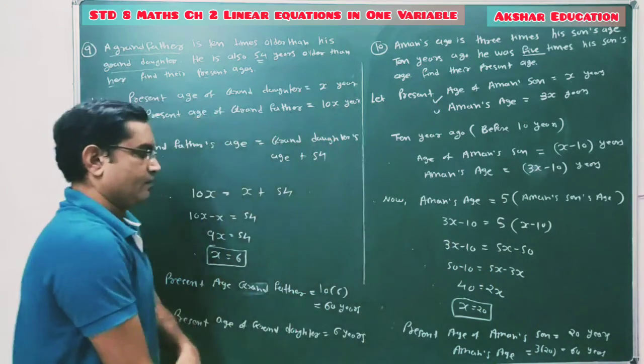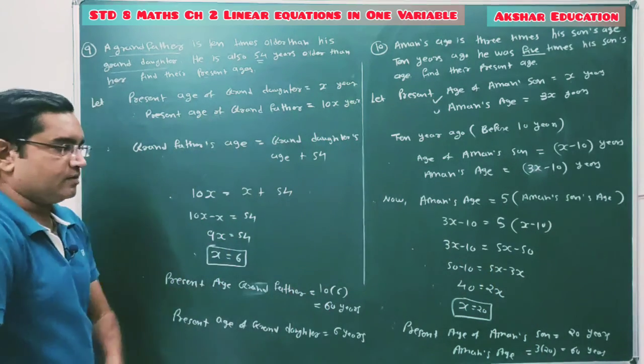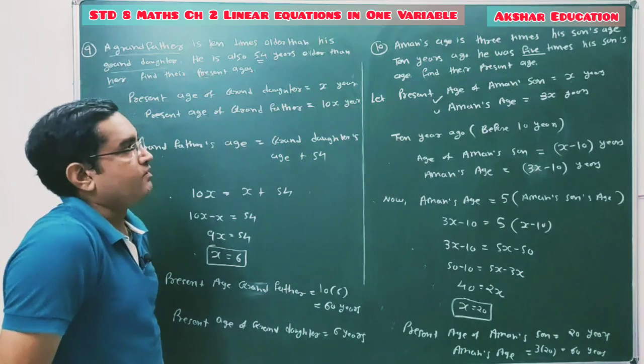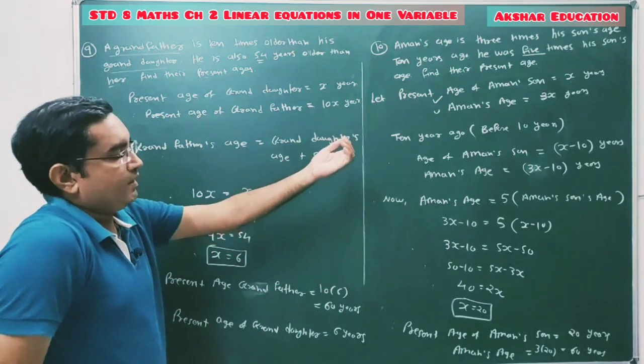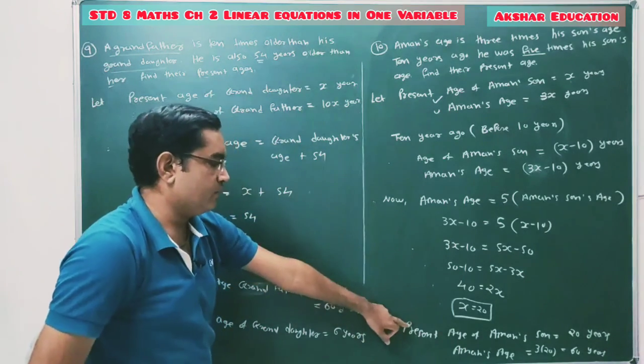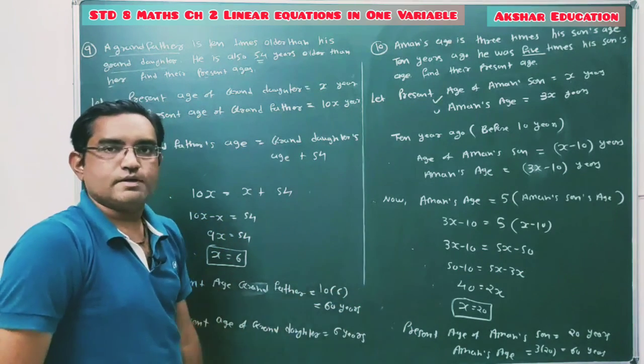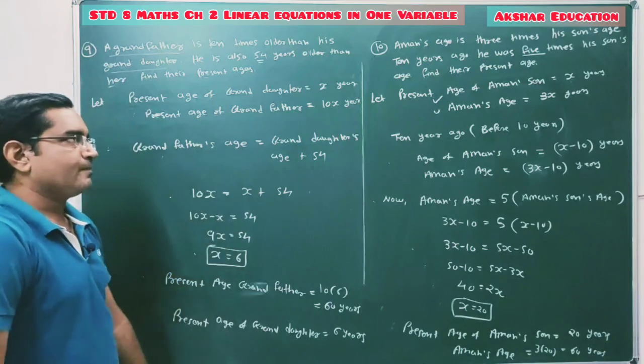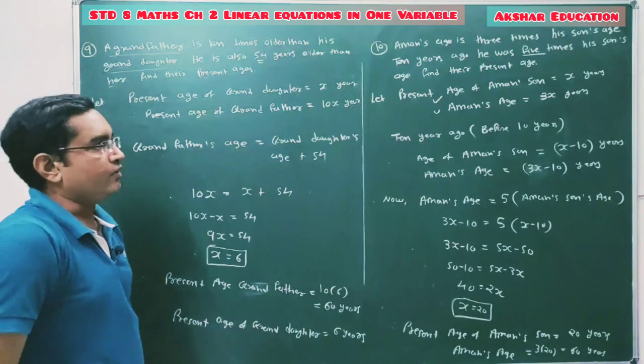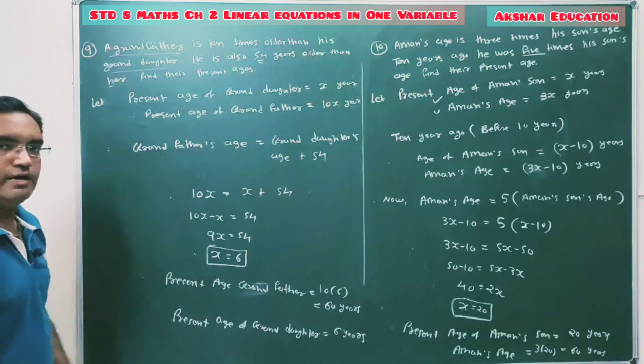Clear? So Aman's present age is 60 years and his son's age is 20 years, and 10 years before तो Aman 50 years और son की एज 10 years होगी. So it's 5 times the age of his son. That is the verification. Clear students? So this is our exercise number 2.5.